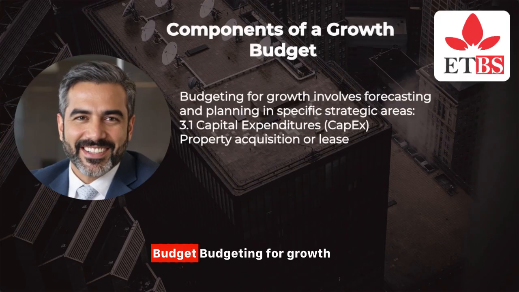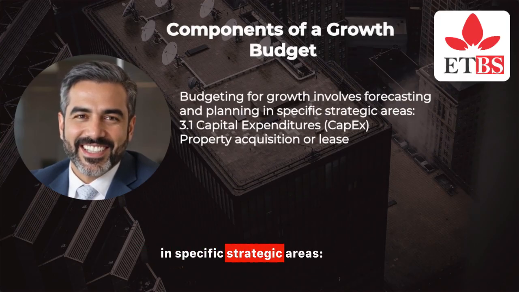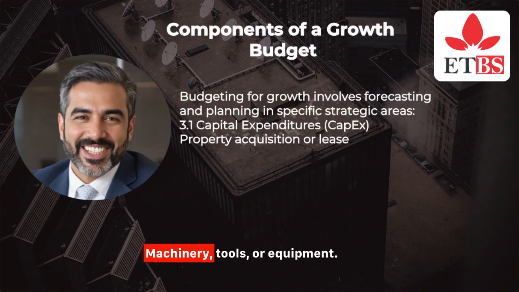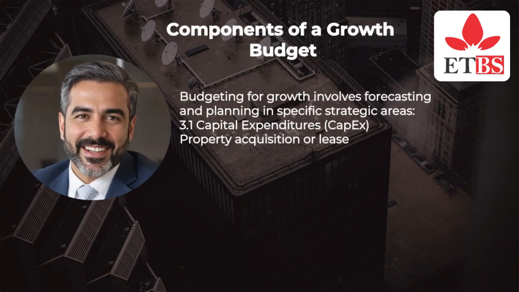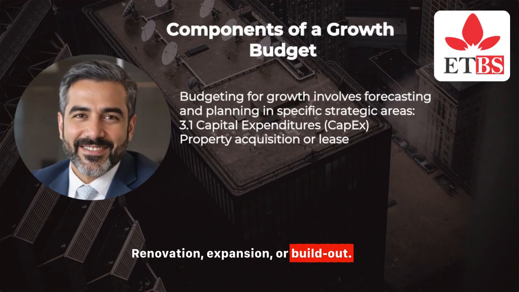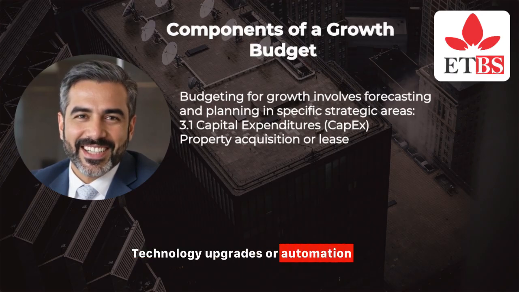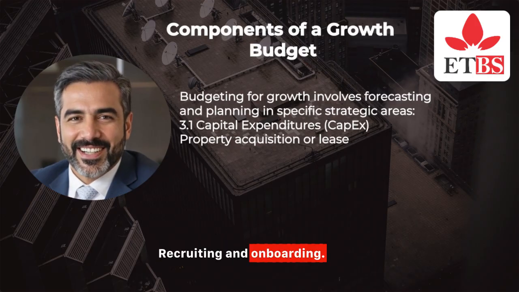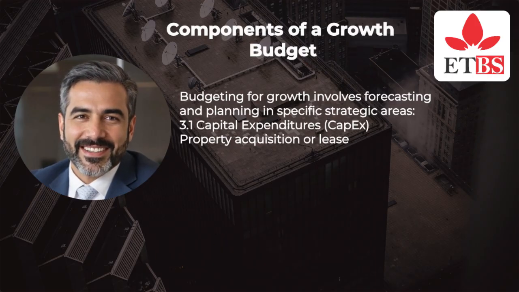Components of a growth budget. Budgeting for growth involves forecasting and planning in specific strategic areas. 3.1 Capital expenditures, CapEx: property acquisition or lease, machinery, tools or equipment, renovation, expansion or build out, technology upgrades or automation tools. 3.2 Human capital investments: recruiting and onboarding, training and development, employee retention initiatives, leadership hires for scale.